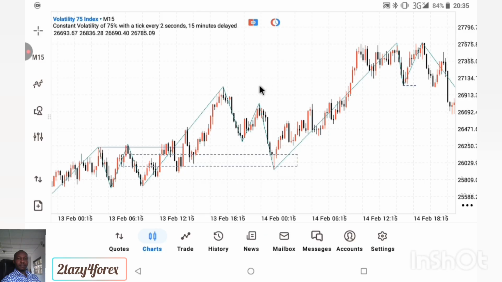Just playing. But I like using 15. 15 gives me what I need. 5 does magic, but it's too noisy. 1 hour, 2. I use 15 minutes. Please use 15 minutes better.